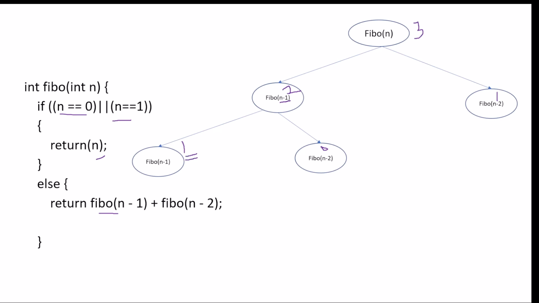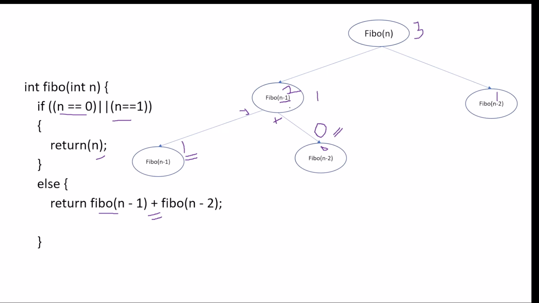Now the value 1 is returned to the base function, this function. The base function calls this function: Fibonacci of n minus 2. What happens? 2 minus 2 is 0, so it returns the n value. Now it returns the value 0 to the main function. Here we are going to add. Now Fibonacci of 2 is 1.